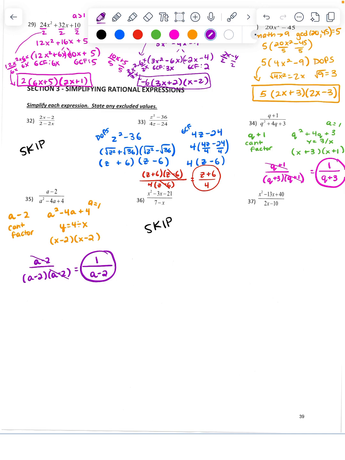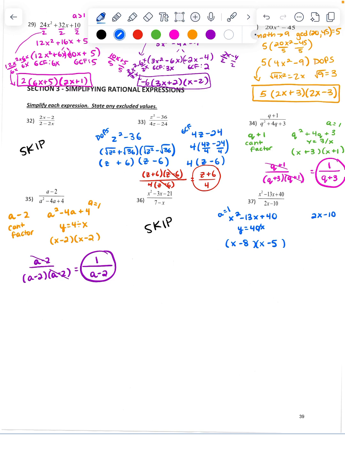For this last problem, I need to work on factoring x squared minus 13x plus 40 and 2x minus 10. X squared minus 13x plus 40 is a trinomial, and since the first term is x squared, this is an a equals 1 problem. I'm going to go to my y equals screen and do 40 divided by x. What I'm looking for is two numbers that add to negative 13, and those go directly into the parentheses.